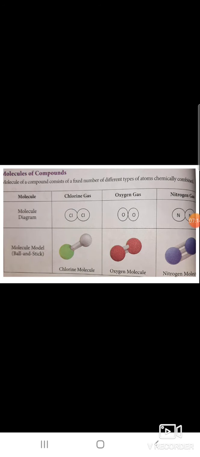Molecules of compounds. Molecules of chlorine gas, oxygen gas. Chlorine is Cl2, the chlorine formula is Cl2.